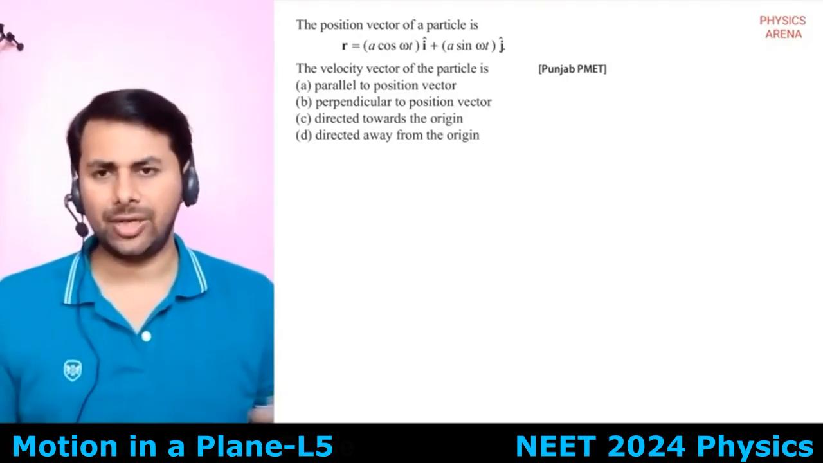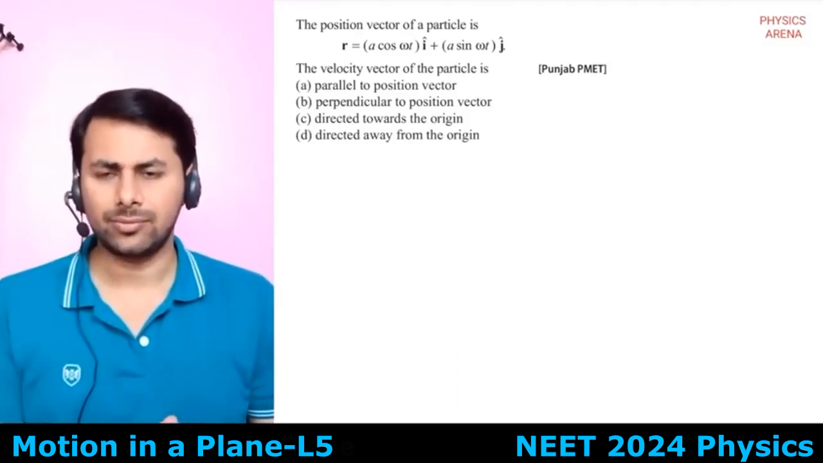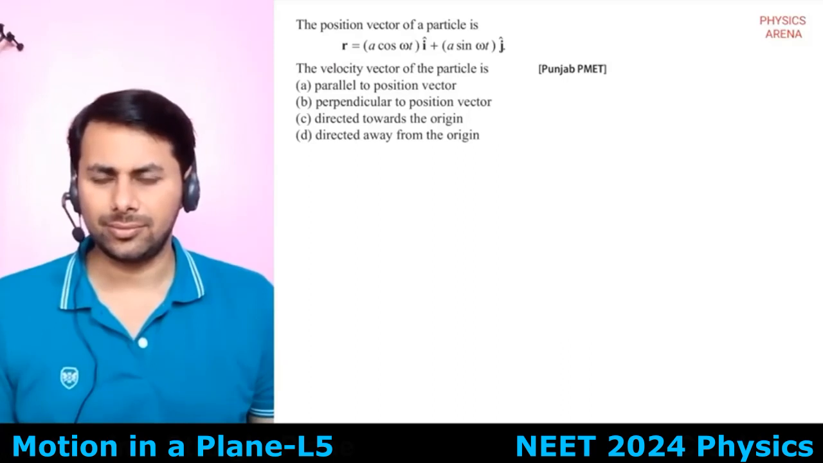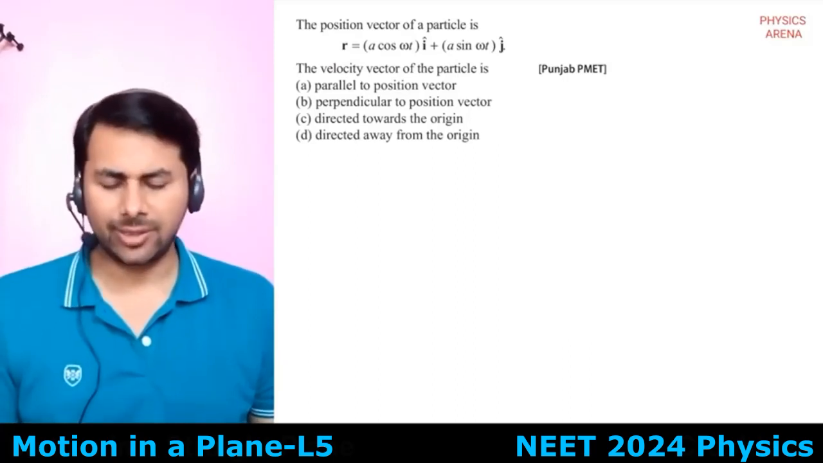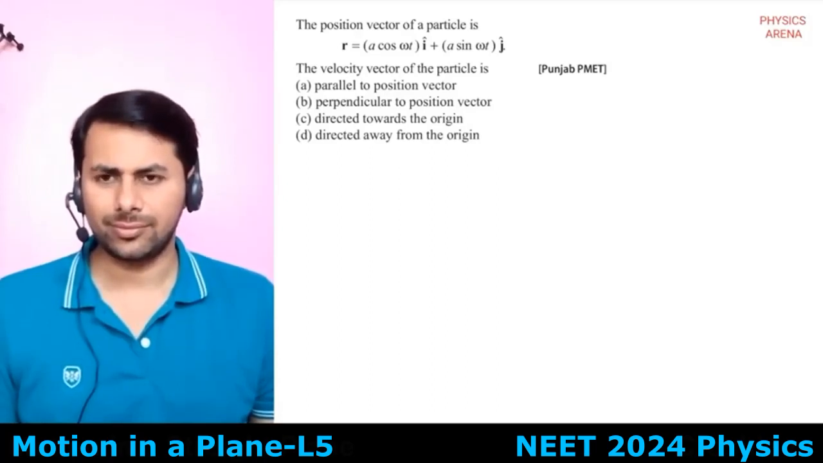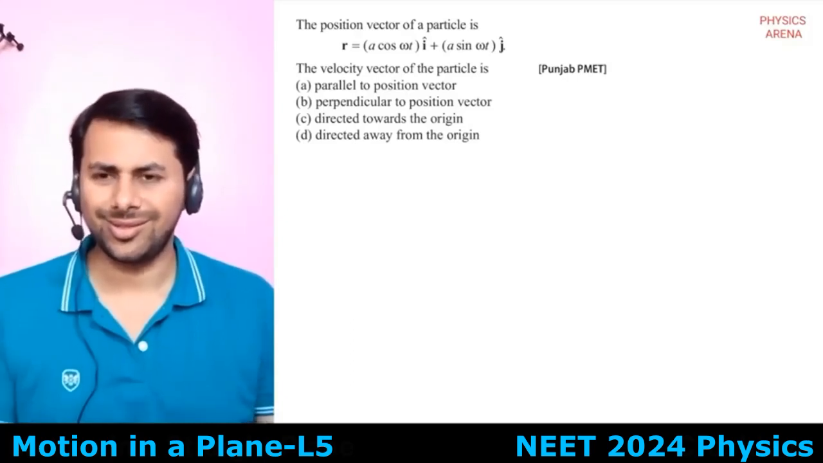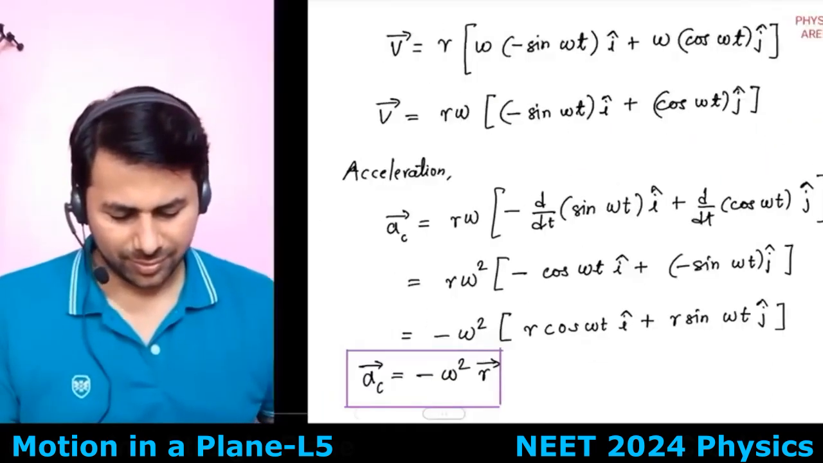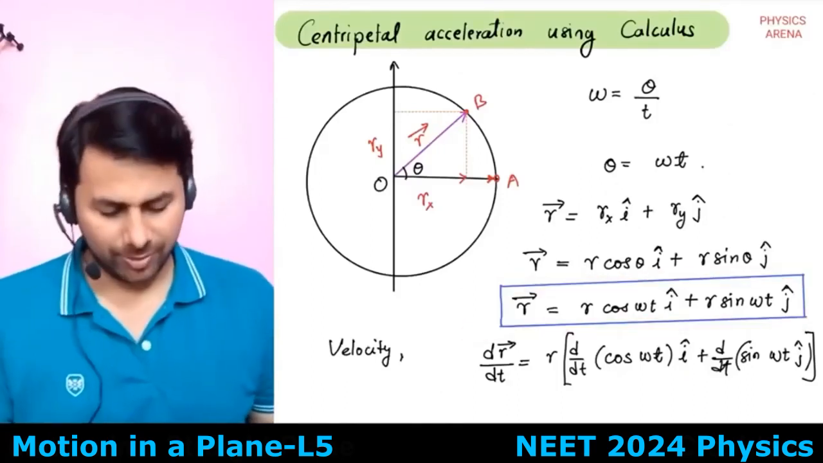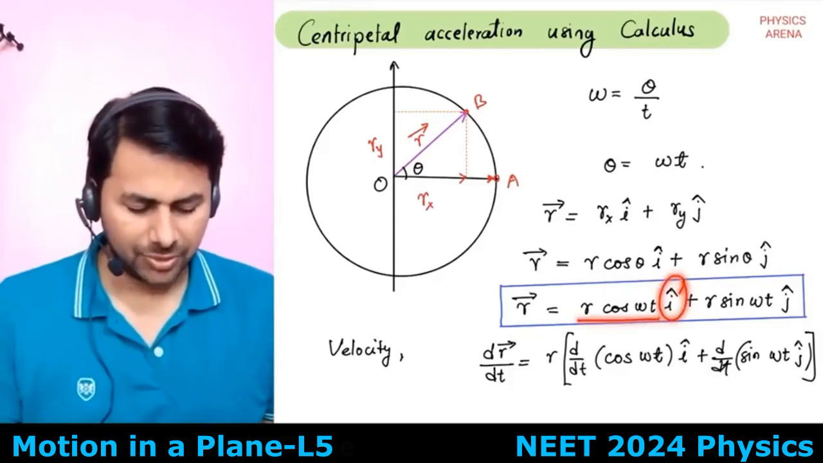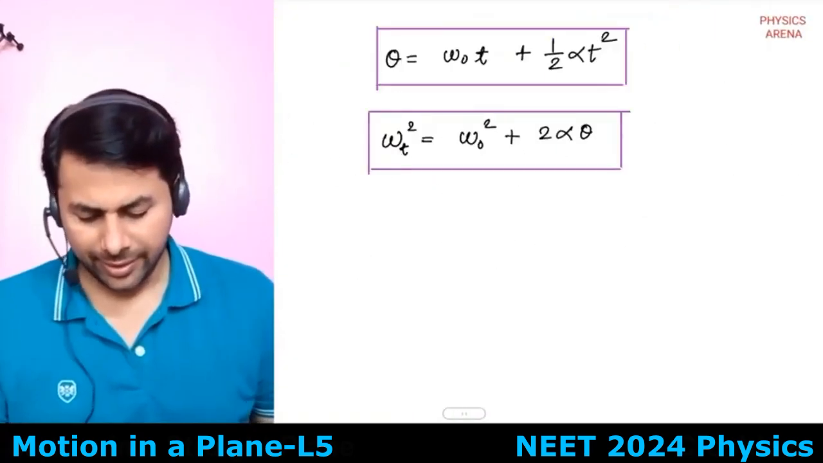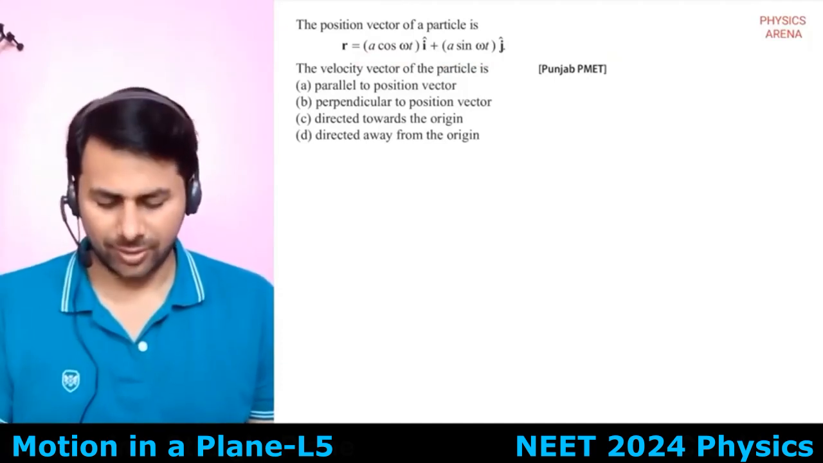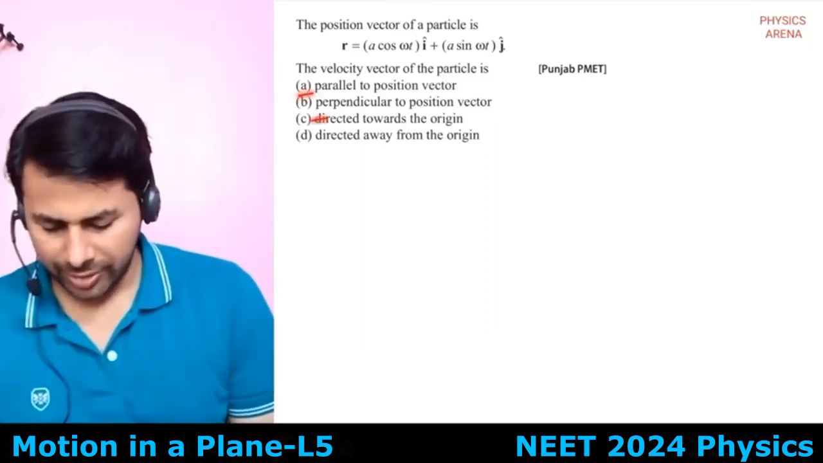If this is the position vector, which kind of motion is the particle performing? Is it performing circular motion? We just saw this, no? In case of circular motion, the position vector is given by this formula. It is r cos omega t into i cap plus r sin omega t into j cap, right? So it is clear that this particle is performing circular motion, yes or no? Now can you guess which of the options is correct?